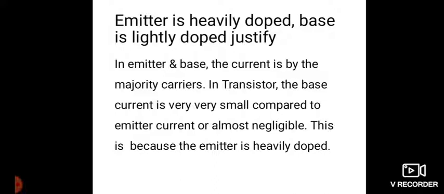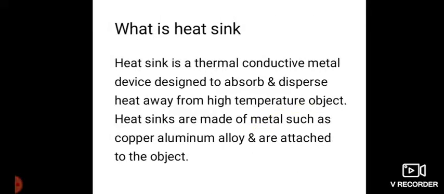Emitter is heavily doped and base is lightly doped, you have to justify this. See here, we already know that in the emitter and base, the current is by majority charge carriers. In transistor, we know that the base current is very small compared to the emitter current, or almost negligible if we compare with the emitter current. So, this is because the emitter is heavily doped and base is lightly doped.